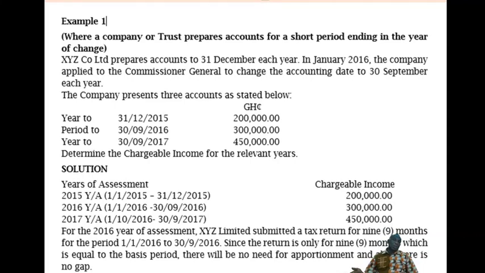Year 2 again means 12 months, isn't it? So if it is year 2, 30th September 2017, 12 months to 30th September 2017 will be 1st October 2016 to 30th September 2017, and that will be 12 months because of the word year 2. They will make a profit of what? 450,000. Now they say determine the chargeable income for the relevant years.